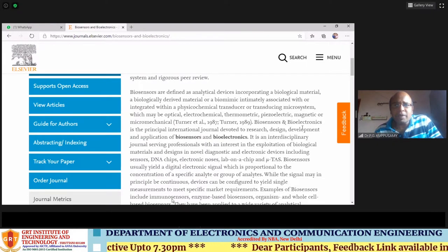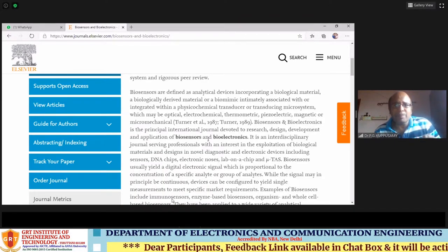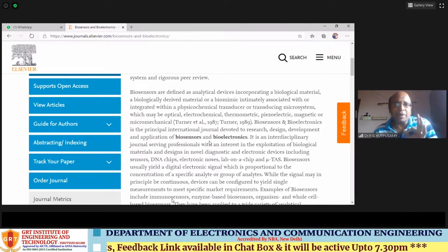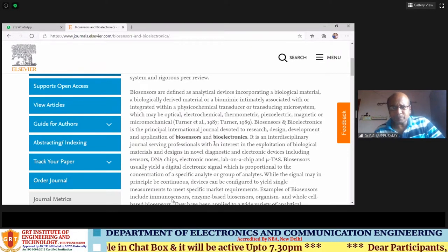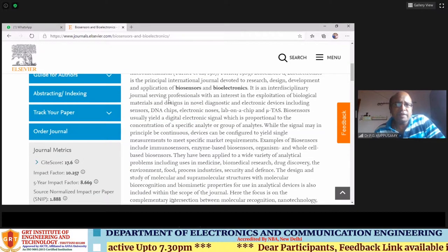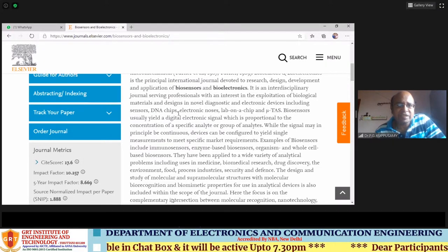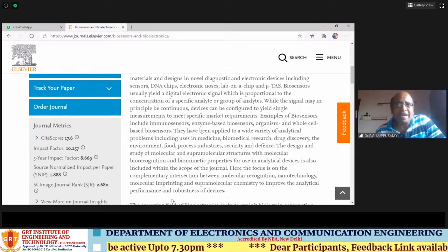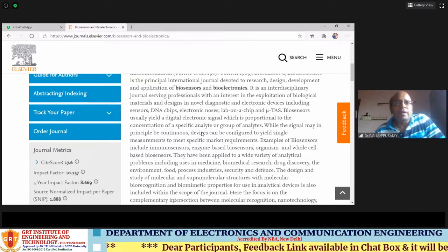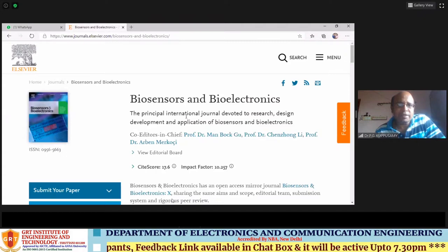So Biosensors and Bioelectronics is an international journal that plays an important role for those who are doing research in biosensors, biomedical or bioelectronics. It is an interdisciplinary journal serving professionals with interest in exploiting biological materials in novel diagnostics and electronic devices, including sensors, DNA chips, electronic nose, lab on a chip, and microarrays. A biosensor usually means a digital electronic signal which is proportional to the concentration of a specific analyte or group of analytes. So this is the idea for those who are doing research on the biosensor side, bioelectronic side or biomedical side. This is the important journal.